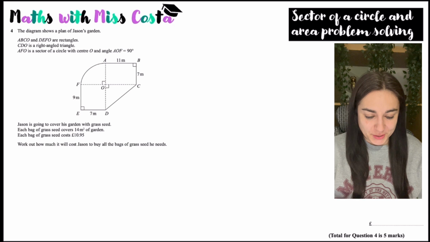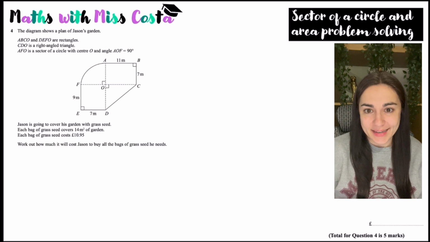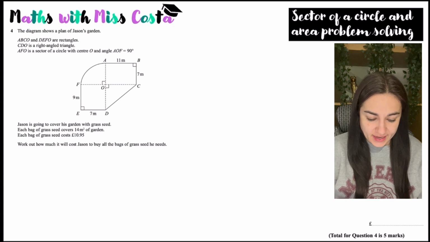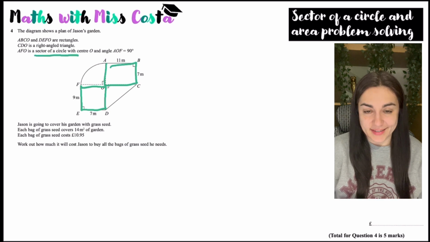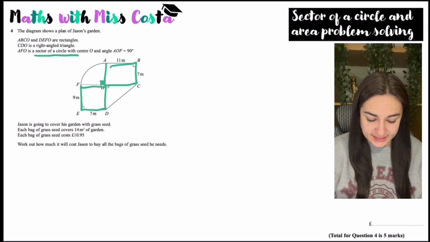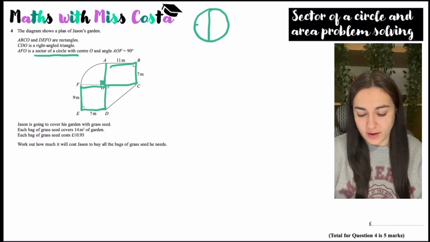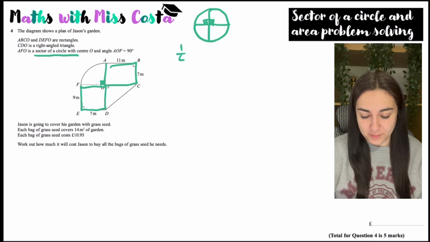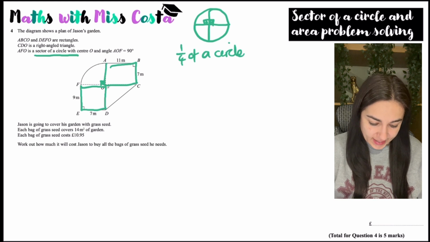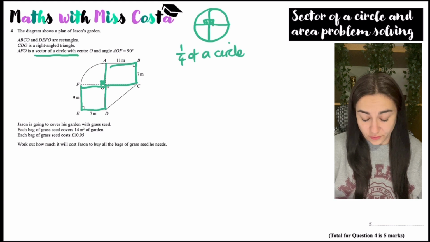So in this question, I'm told that this diagram shows a plan of Jason's garden. And I know that A, B, C, O and D, E, F, O, so these over here, are rectangles. Then I am told that AFO is a sector of a circle with center O and angle AOF 90 degrees. So I know this is a 90-degree angle. I know that angles in a circle sum to 360. So if it's a 90-degree angle, that must mean it's a quarter of a full circle. And then I've just got the triangle as well.